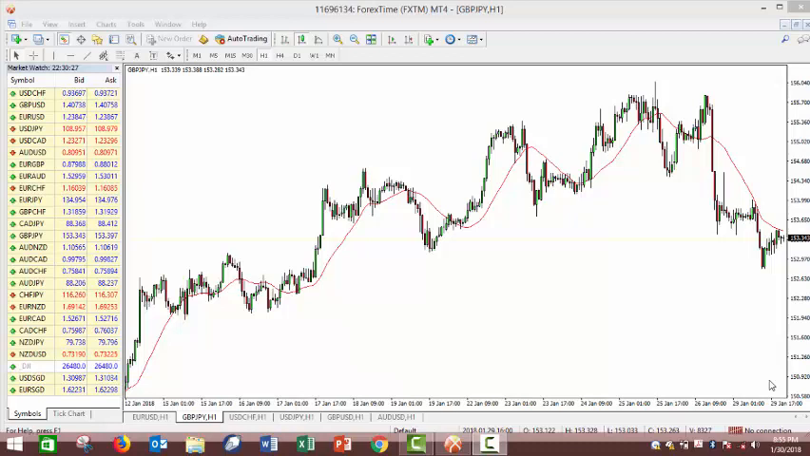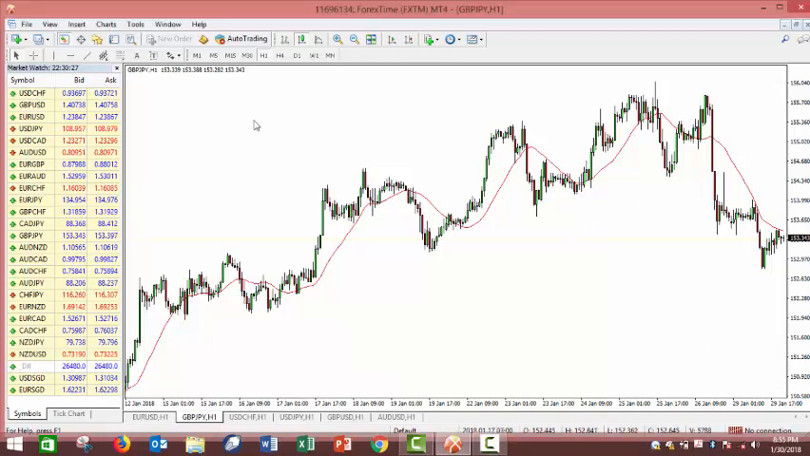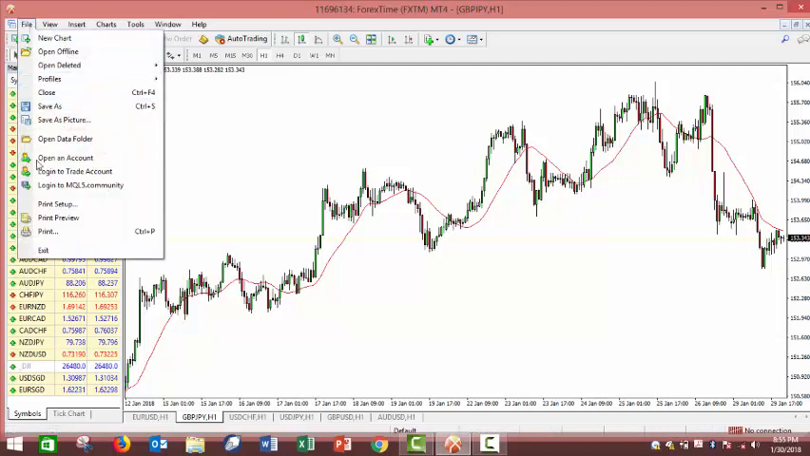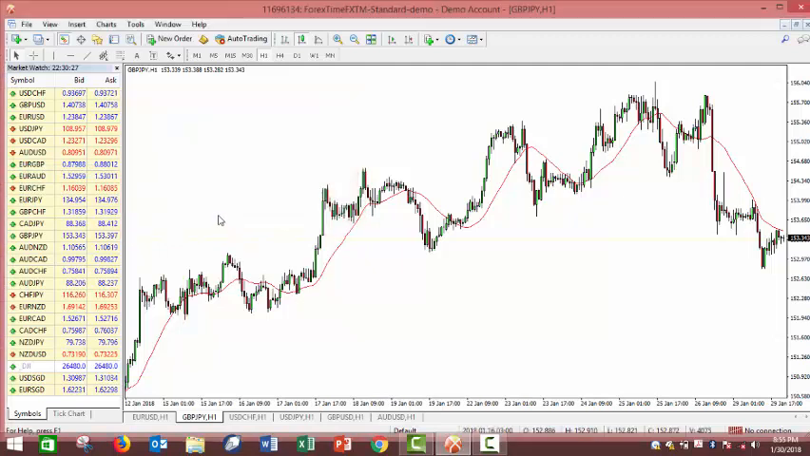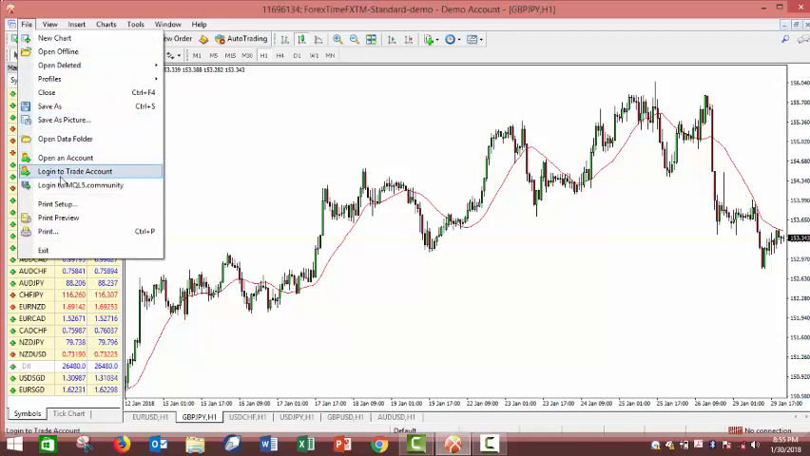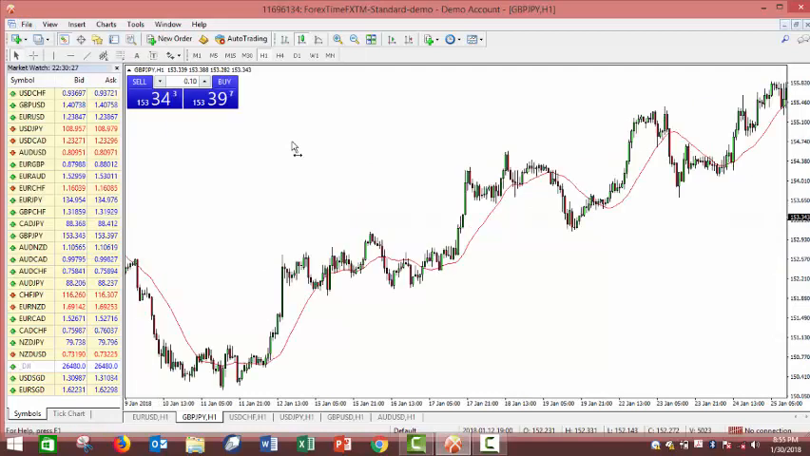Now, if you log into your account, this is how your chart looks. Okay, this is your chart. In case you don't know how to log in, you can go to file and you see a space to log in to your trader account. This is my MT4, so this is my chart, and it comes like this.